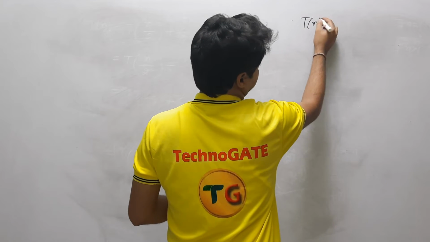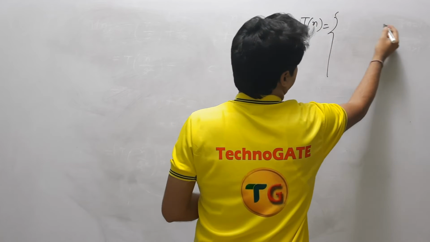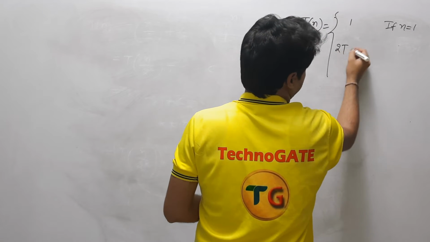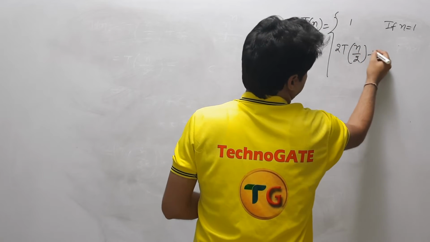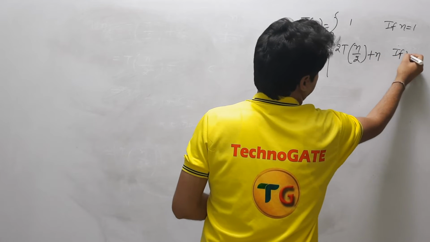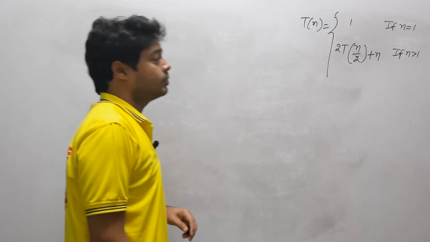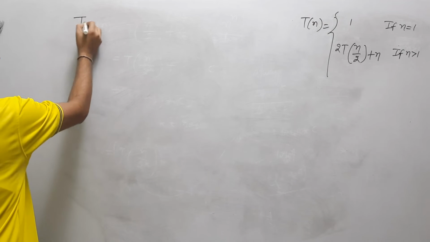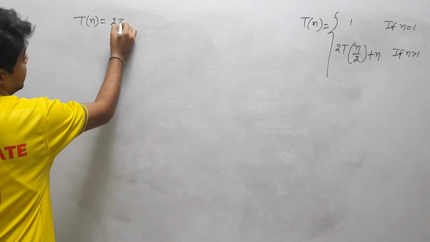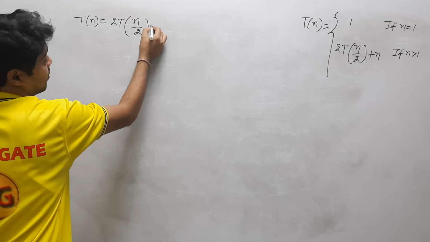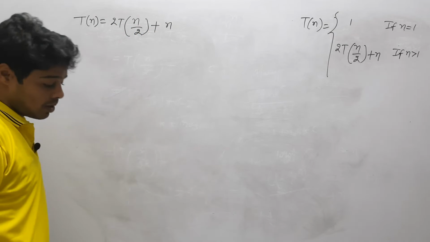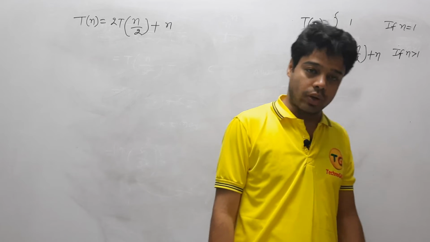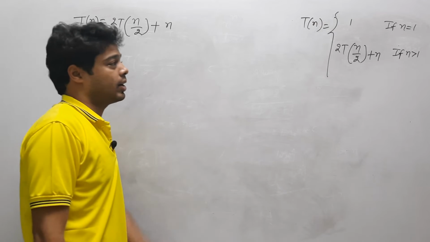So let's take: T(n) equals 1 if n equals 1, otherwise 2T(n/2) + n if n is greater than 1. So T(n) is 2T(n/2) + n. This is the recurrence relation for merge sort in all three cases and quick sort best case. So we will discuss it for merge sort and quick sort.